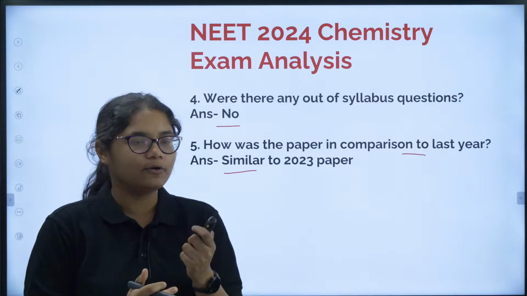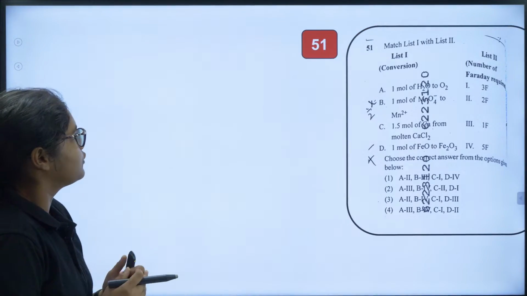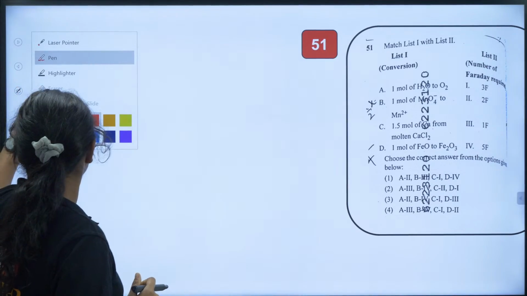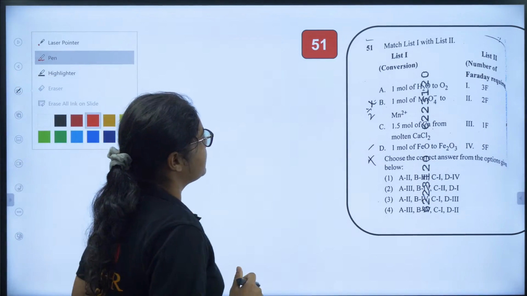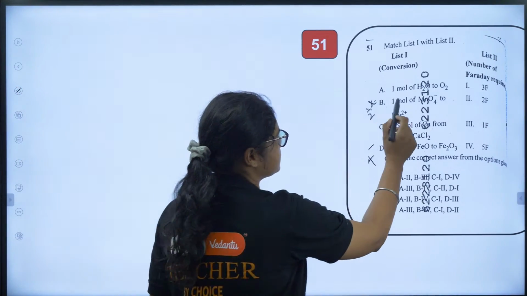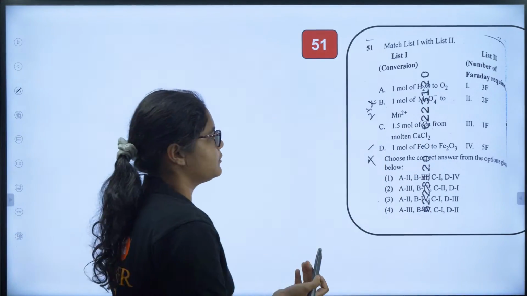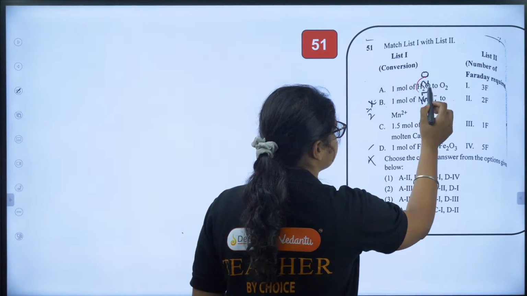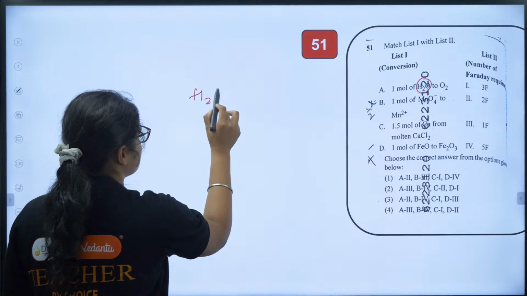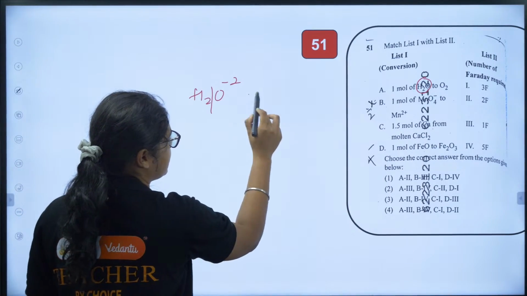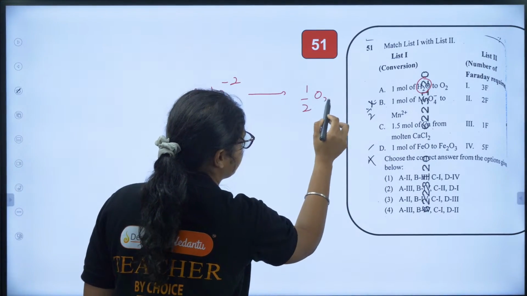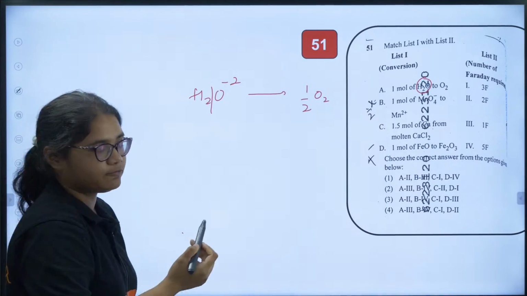Let us now directly go to the answer key. So we have this first question. Okay. So we have the match the following between H2O to O2 and we have to find the number of Faradays, right? So the question is from your electrochemistry chapter. So if you see, H2O is there, so it has -2 oxidation state and it is going to half O2, right? So you have to calculate how many Faradays.